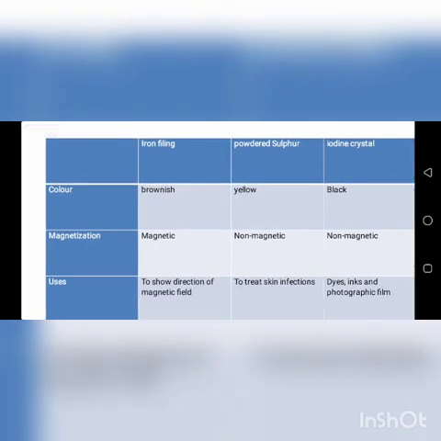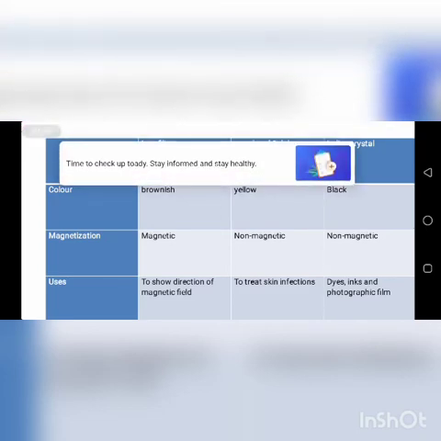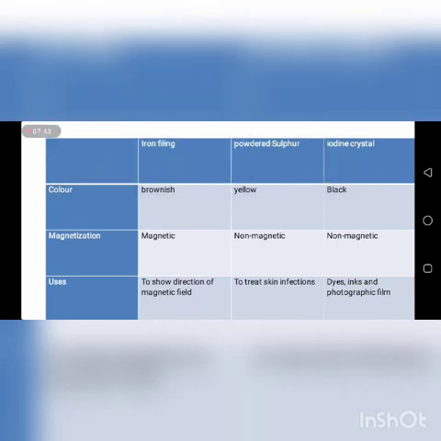So for the difference between the three of them, we look at the color first. For iron filings, you expect it to be brownish because iron is brown. Powder sulfur is yellow, and iodine crystal is blackish in color.